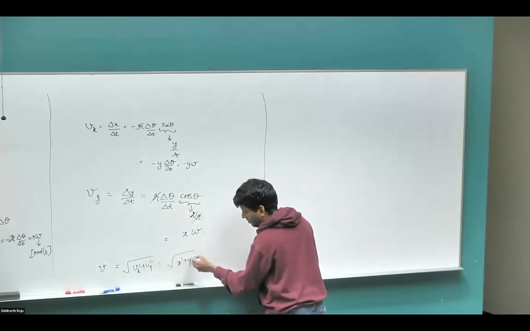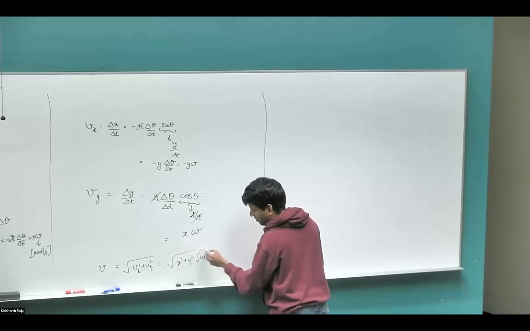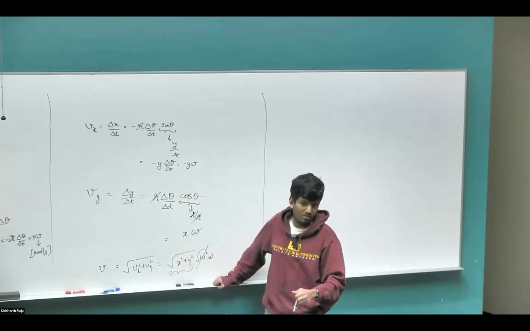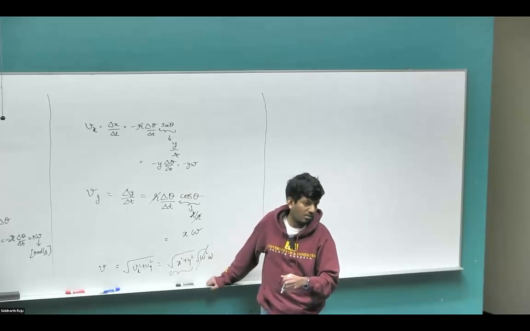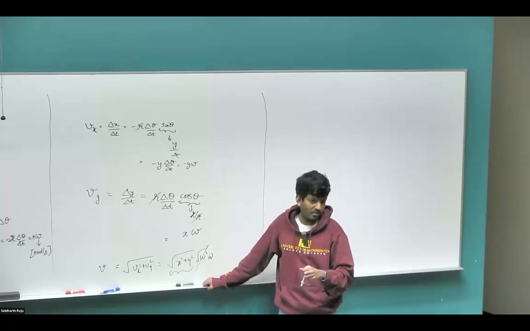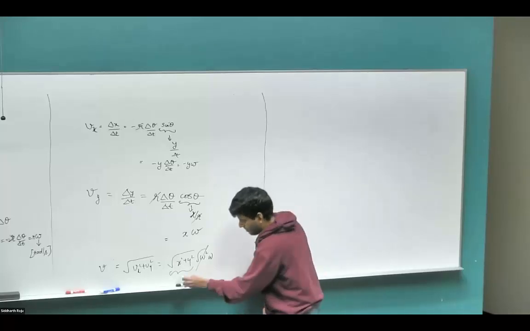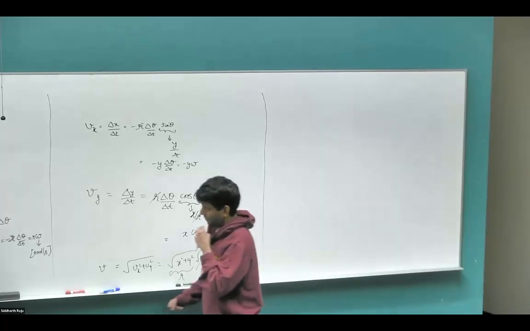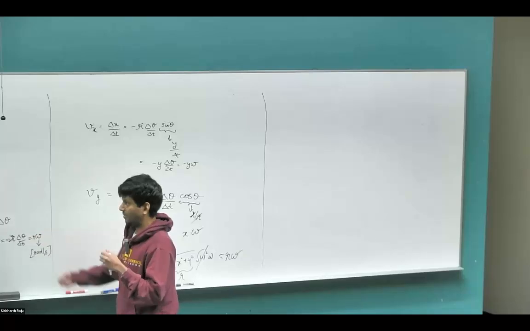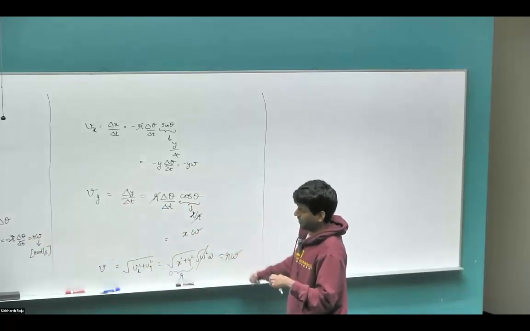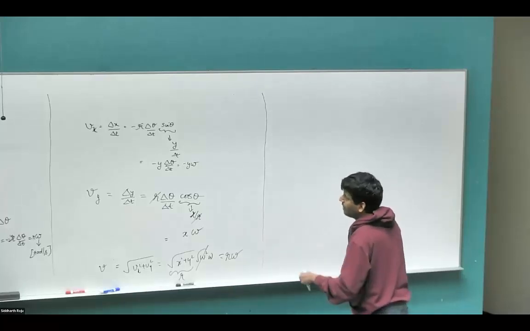Hopefully we end up with the same expression as before. x square plus y square times omega square, just omega. What is this term? The square root of x square plus y square? R. Which is in this bit? R omega. So it's the same expression we got as before. It should be the same. So there's a reason I went through this roundabout way, and we'll see that in a second.